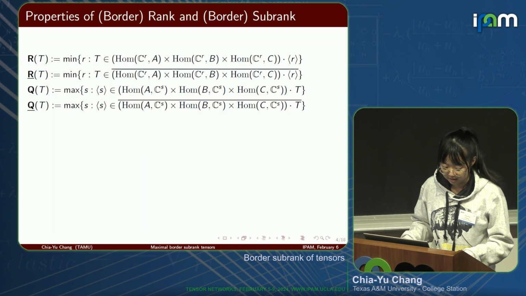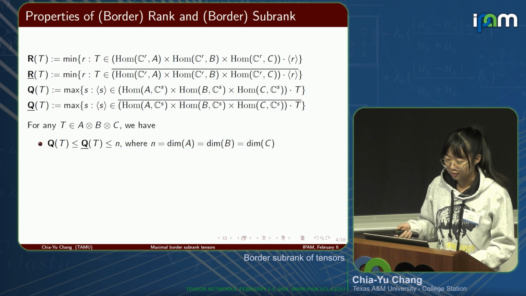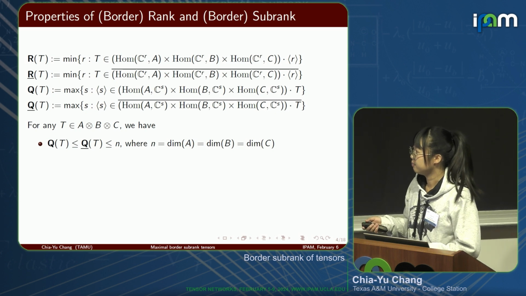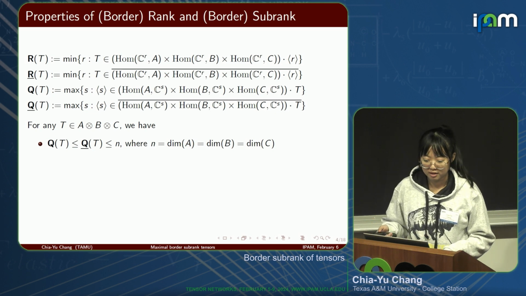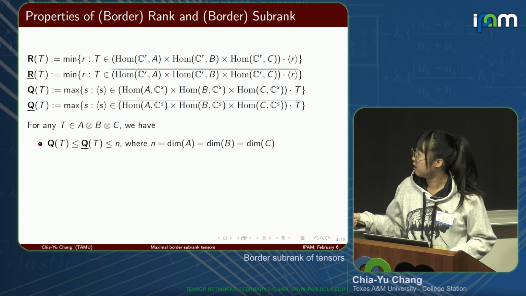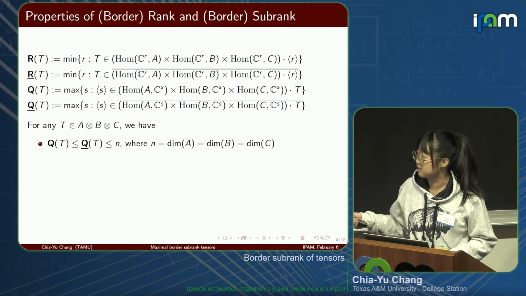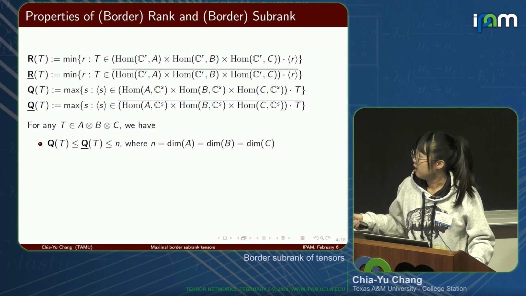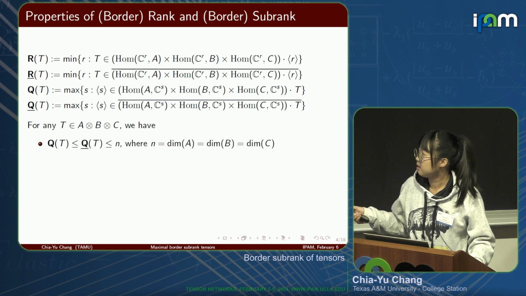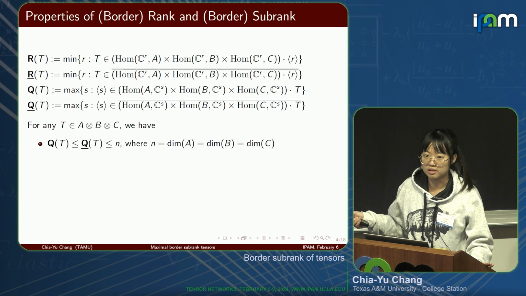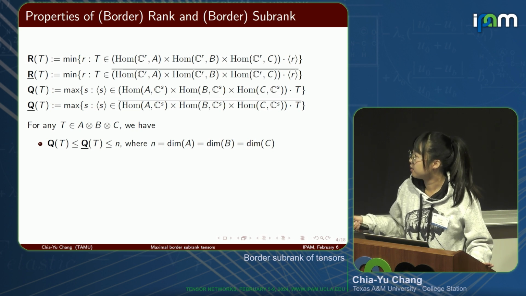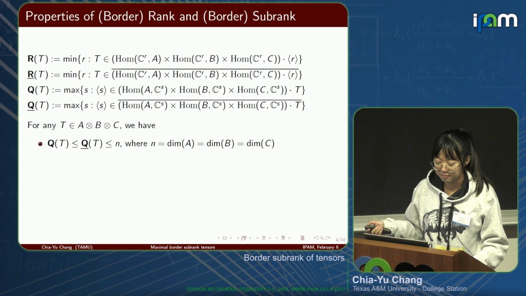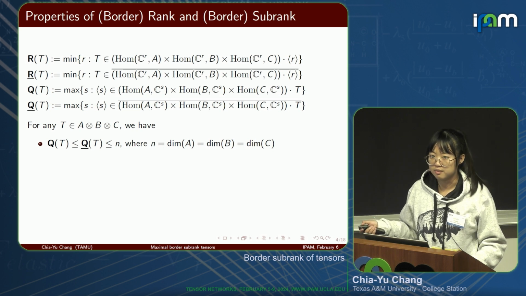So here I rewrite the definition. For a tensor T, by definition we have that the subrank is at most border subrank, because if the unit tensor lies in this set, then it also lies in the closure of it, and also they are both at most equal to n. For subrank, it is at most n by the conciseness of the size of the unit tensor, and for border subrank, it is at most n by the same reason plus the completeness of the Grassmannian.